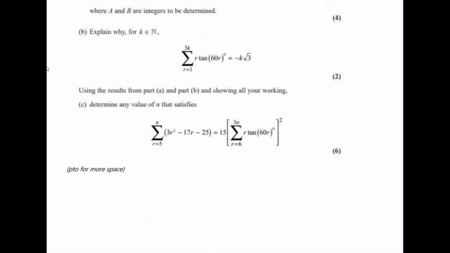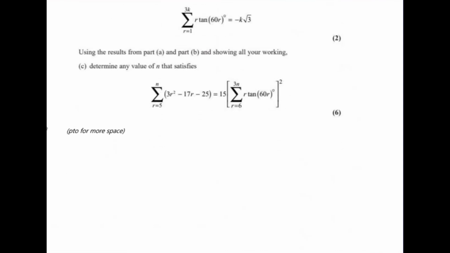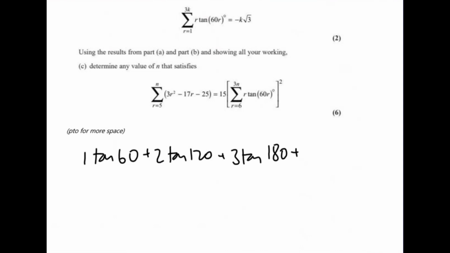In part B, it then asks us to explain why, for k a natural number, this is equal to minus k root 3. Notice we're going up from 1 up to 3k in here, and we've got tan of 60r. Not sure what's happening to that, so I'm going to work out the first few terms. The first term I get from subbing 1 in, so 1 times tan 60. Then I sub 2 in, 2 times tan 120. Then I sub 3 in, 3 times tan 180.